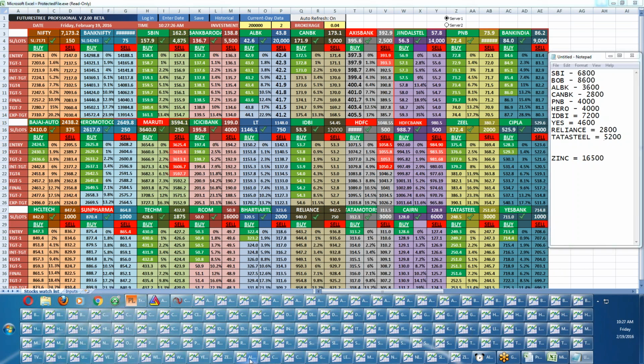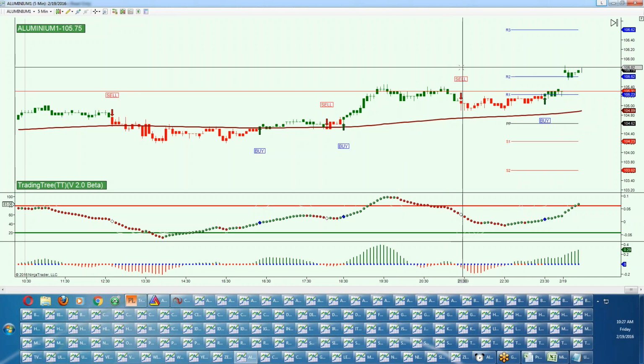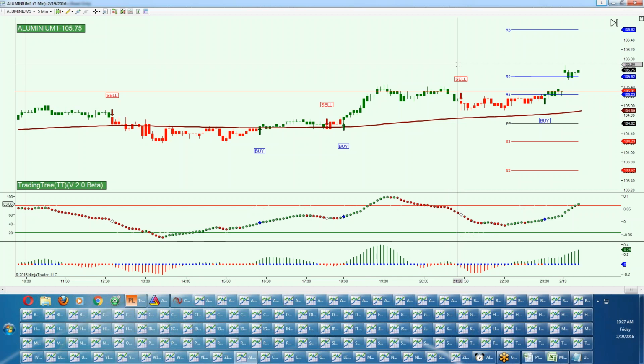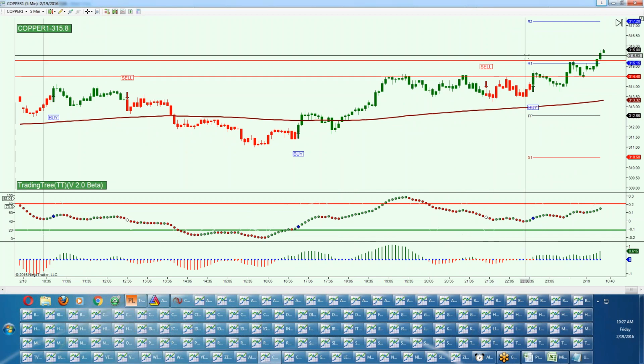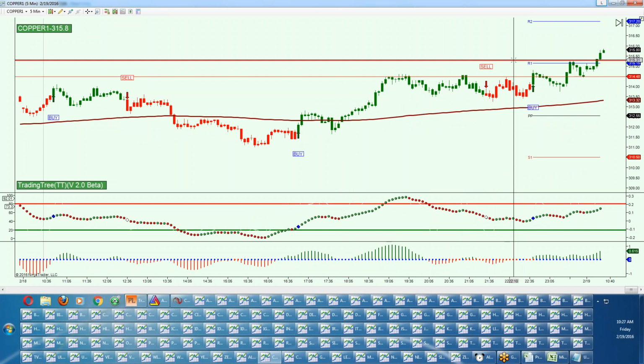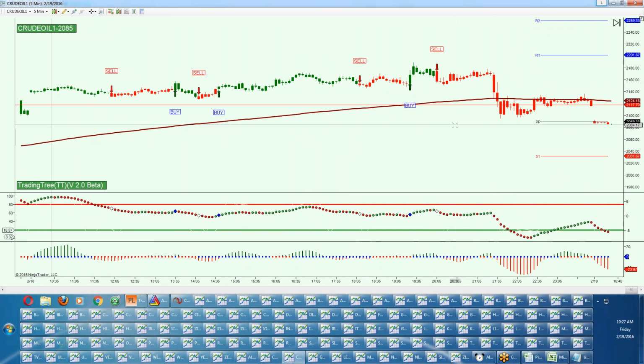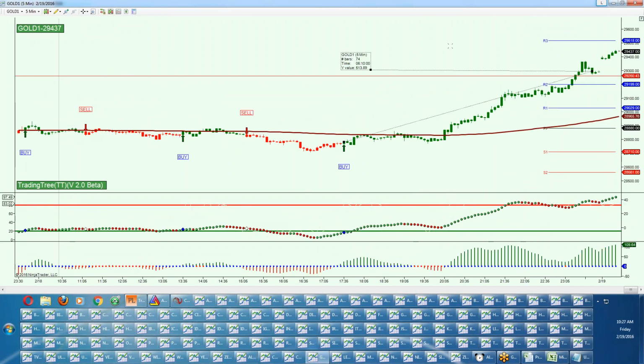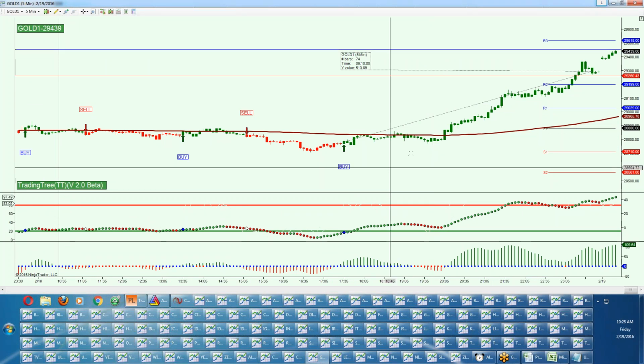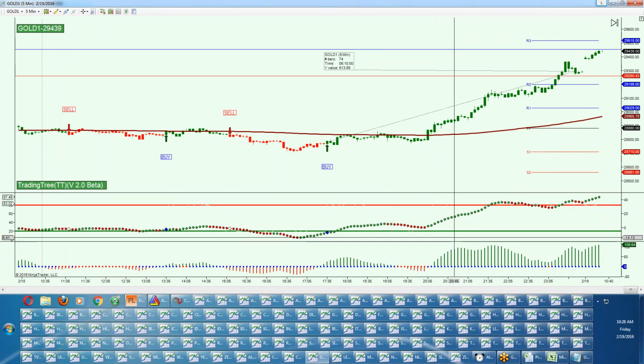So we're seeing commodities. Aluminium, you can buy above 105.90. I'll draw a line there. Copper, we said our buy price was something here, 315.40. It's now at 315.75. You can short crude now, 2084. Gold, you can buy 29450. You can take small profits here.